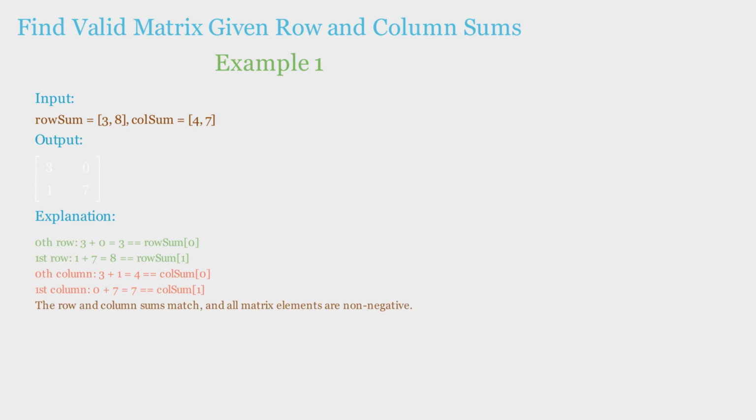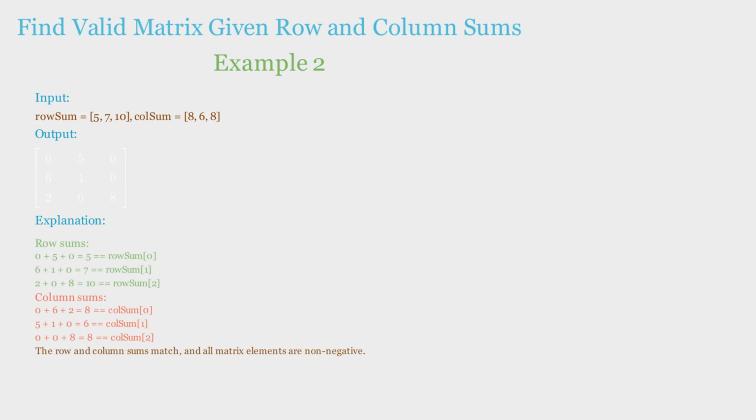Given rowSum [3, 8] and colSum [4, 7], one possible solution is the matrix [3, 0], [1, 7]. Notice how each row and column sum matches our input arrays. There could be other valid solutions too, like [1, 2], [3, 5].